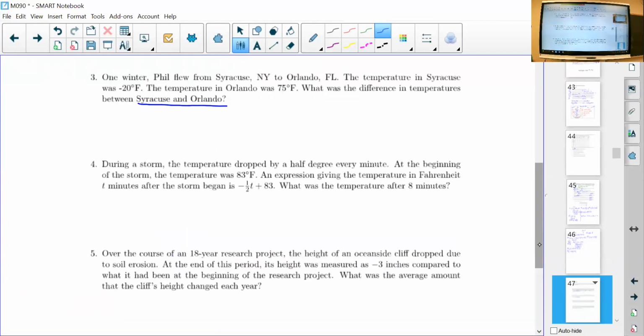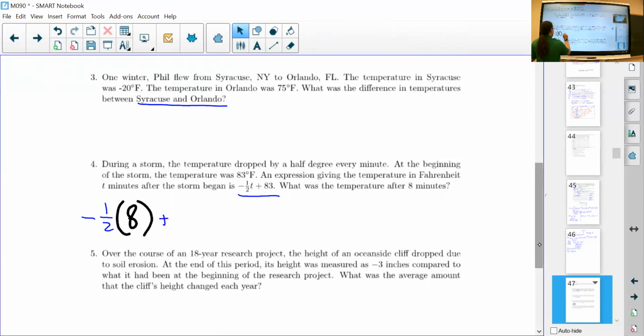Number 4, we've got a temperature dropping by 1/2 degree every minute. So here's this expression for the temperature. Started out at 83, and it goes down by 1/2 every minute. The temperature after 8 minutes, so we have minus 1/2. Instead of T, I'm going to plug in 8. Because we're saying 8 is the time. Plus 83. And I think you can take it from there.